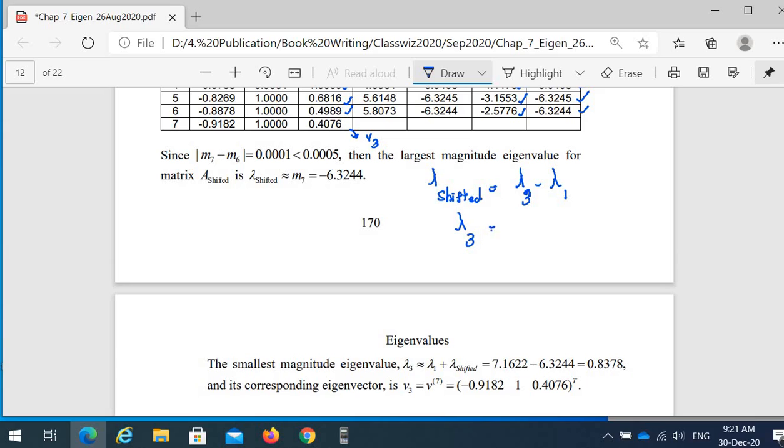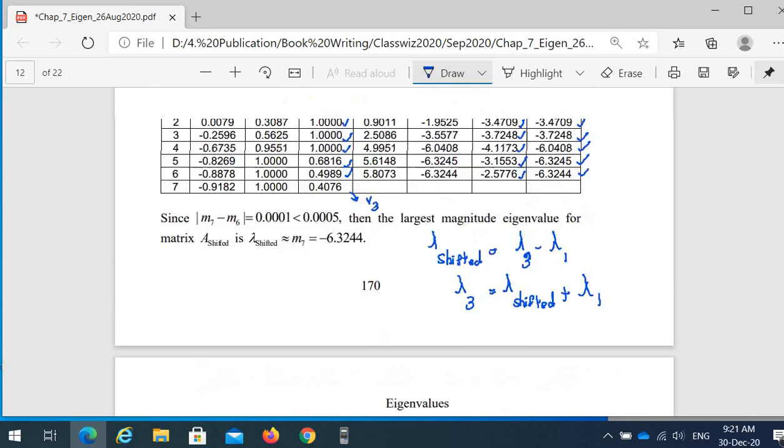So lambda 3 will be equal to your lambda shifted plus your lambda 1. So lambda shifted here, plus lambda 1, which is negative 6.3244. Then we get 0.8378, which is the smallest magnitude eigenvalue, and its corresponding eigenvector V3 is at step E7, which is negative 0.91821 and 0.4076 transpose, because this is a vector.